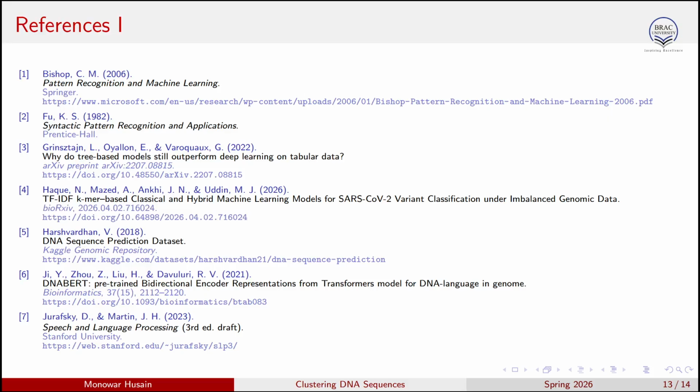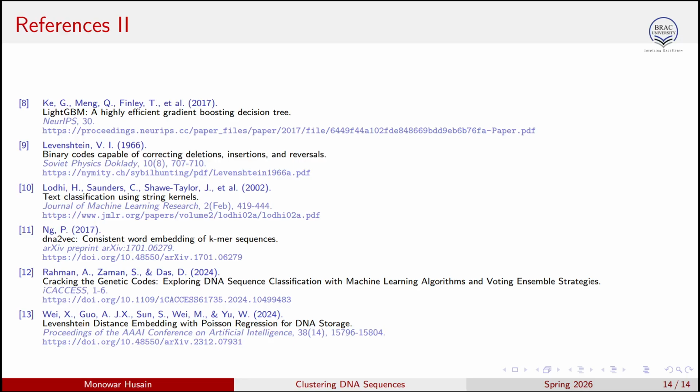Here is the first page of my academic references, covering the foundations of pattern recognition and NLP string classification. And here is the second page of references, highlighting LightGBM architecture and optimized Levenshtein distance matrices. Thank you again.